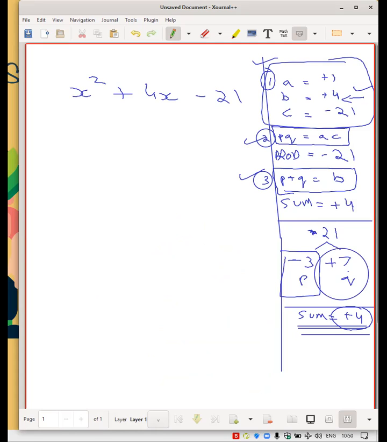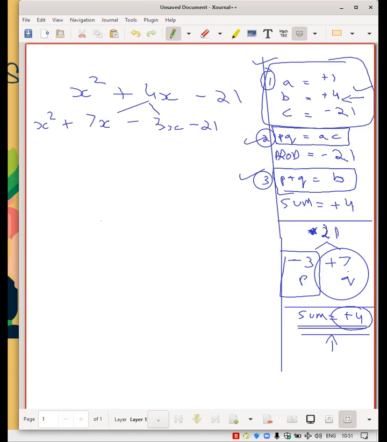So you see, I just took the product as 21. I didn't even take the sign and just split it into the factors first, and then I put a plus or minus sign based on the sum I needed. So now what am I going to write this as? X squared plus 7x minus 3x minus 21. I've split 4x into plus 7x and minus 3x.